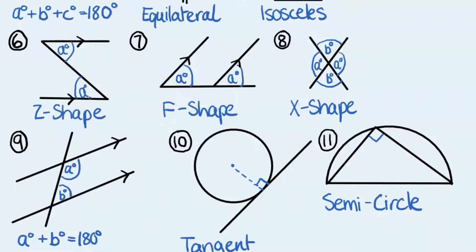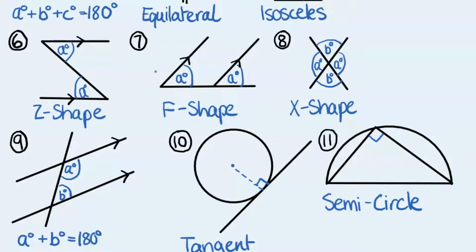So this is a rule called the Z shape, okay? When you spot this Z shape in a diagram, what we know is this angle here and this angle here are going to be the exact same as each other, okay? That's a good rule to remember. It does make life easier when you're analysing these diagrams, alright?